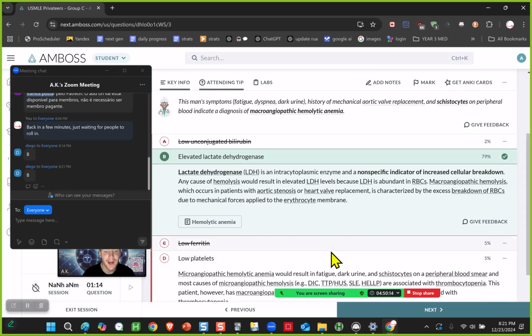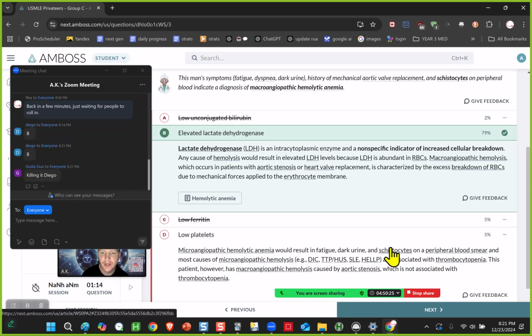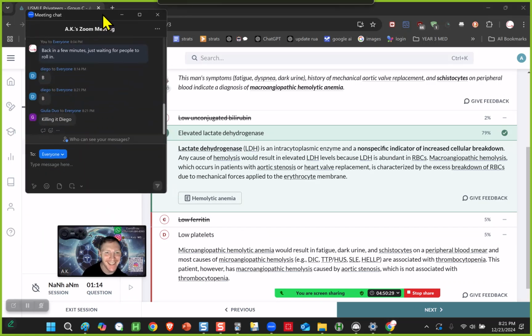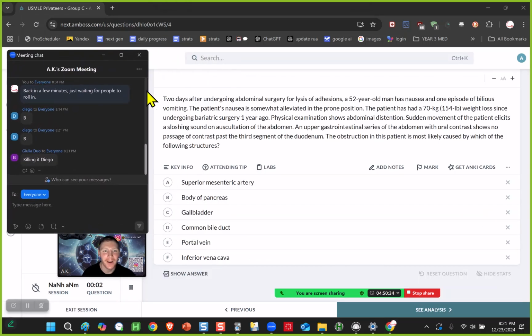So platelets are not as common in MAHA, which is what this is, microangiopathic hemolytic anemia, to see as much thrombocytopenia. And these schistocytes are like dead. Yeah, killing it, Diego. Yeah, absolutely. Diego shows up. Like we've seen Diego before.